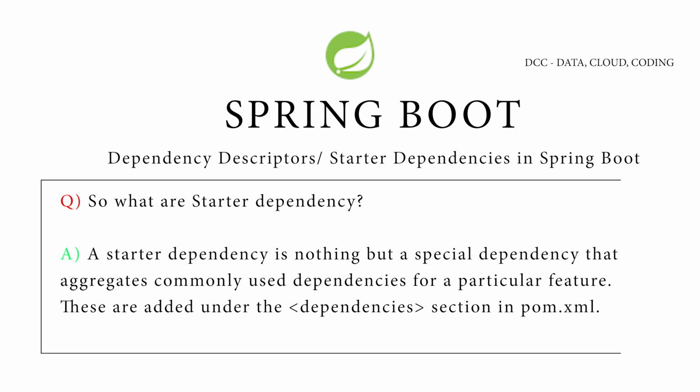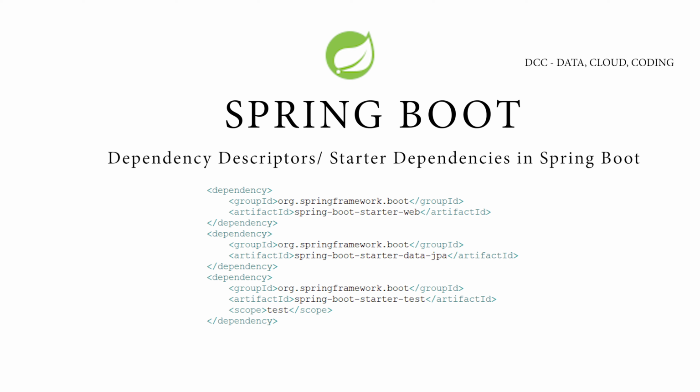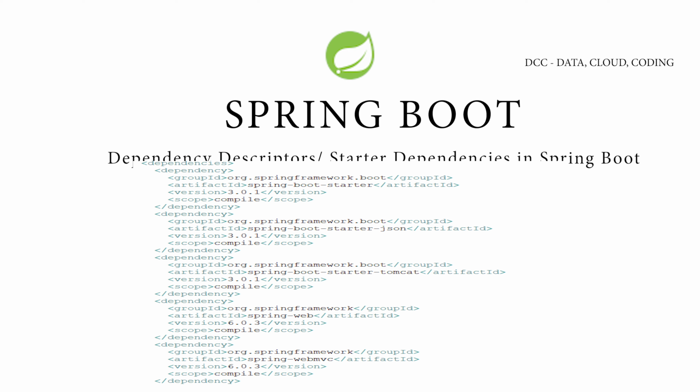So what do these starter dependencies look like? Let's have a look. Here I have attached a screenshot of my pom.xml file. We have three dependency descriptors: one for web, one for JPA, and one for unit testing. Let's suppose I do a control plus click on the starter web dependency. It opens up this page in my IDE, which can be Eclipse or IntelliJ. We can see that it is an aggregation of all these dependencies that we are currently seeing on our screen, which are the JSON, MVC, and Web MVC.